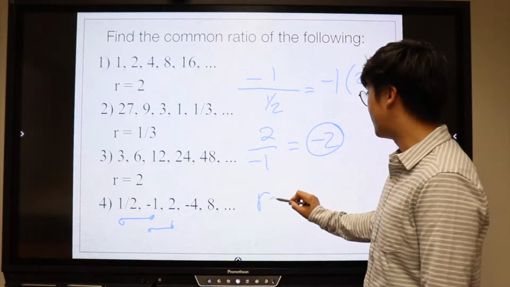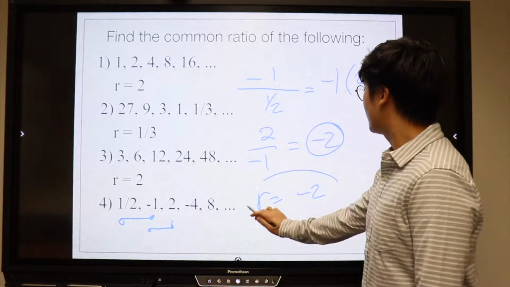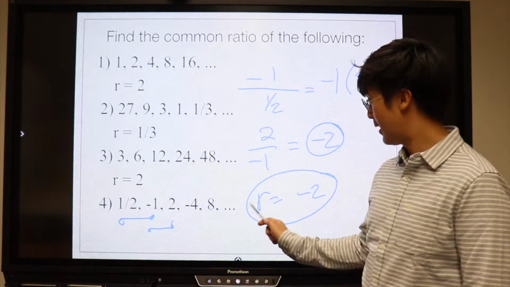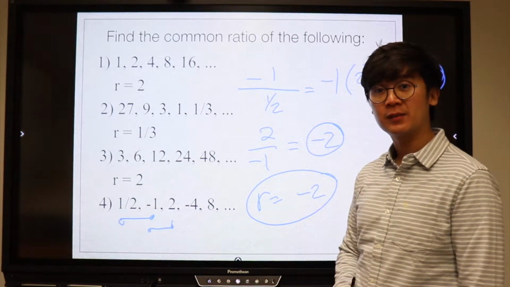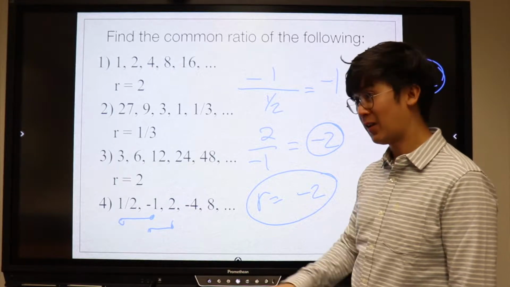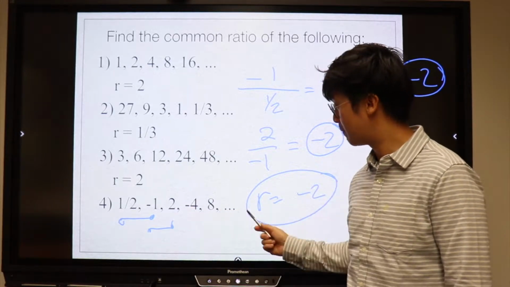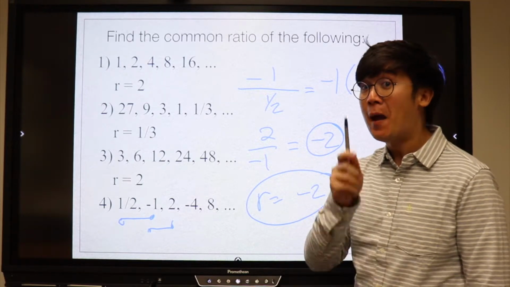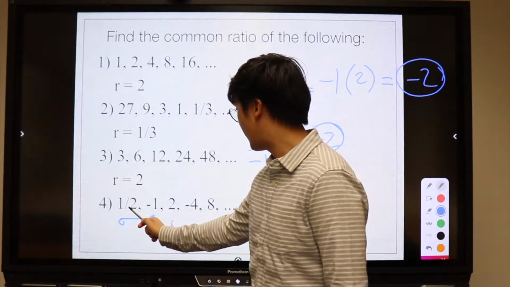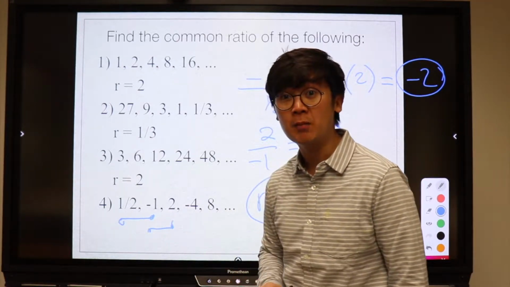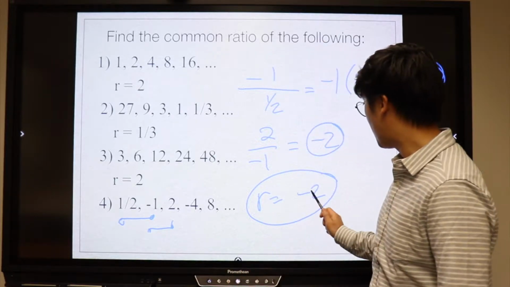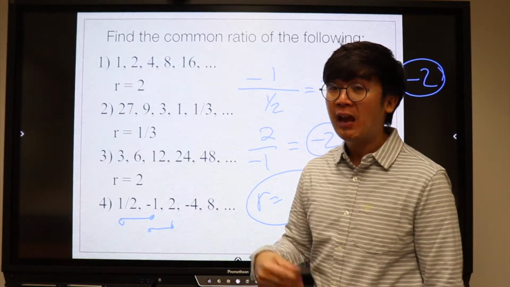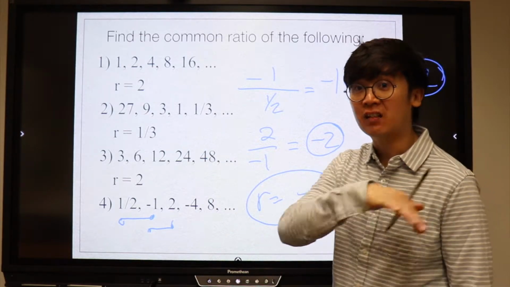So what is your r here? -2. So what do you notice about the r of this problem number 4? It's negative. If it's negative, what will happen to your sequence? For a geometric, just look at the pattern. It's going to go positive, negative, positive, negative. It will be alternating. But you know it's still increasing because 1/2, 2, and 8, all the positive numbers, are still increasing. And if it's a negative fraction, then it's alternating and it's decreasing.